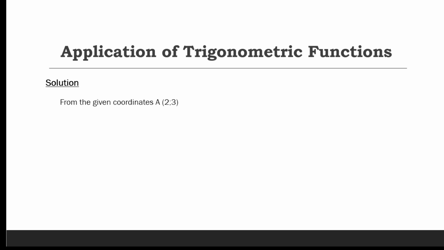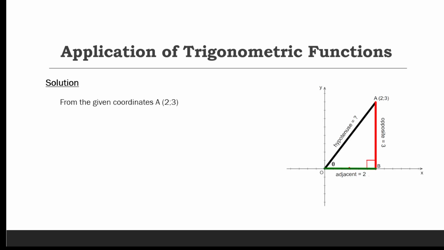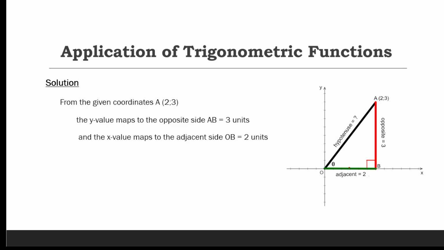We know that we are provided with the coordinates of A, which are 2 and 3. So from these coordinates, we can determine the other sides. That means the y value of the coordinates maps to the opposite side, which is side AB, giving it 3 units. The x value, which is 2, maps to the adjacent side, which is side OB, and therefore we have an unknown side, which is the hypotenuse.